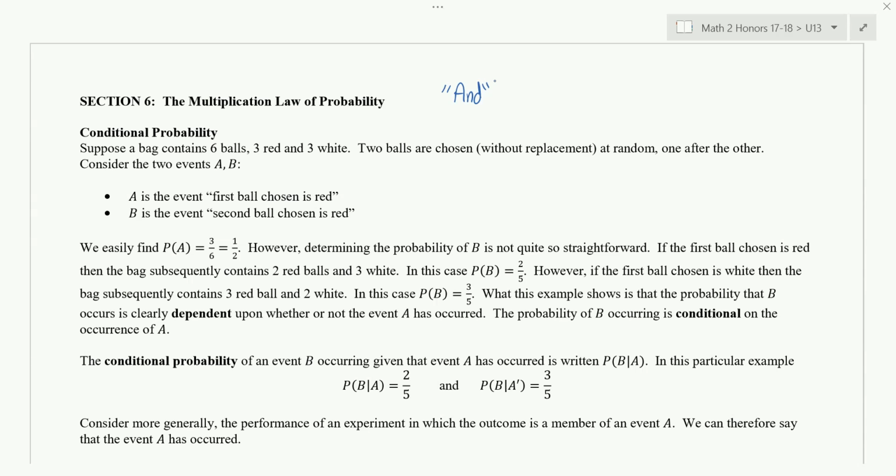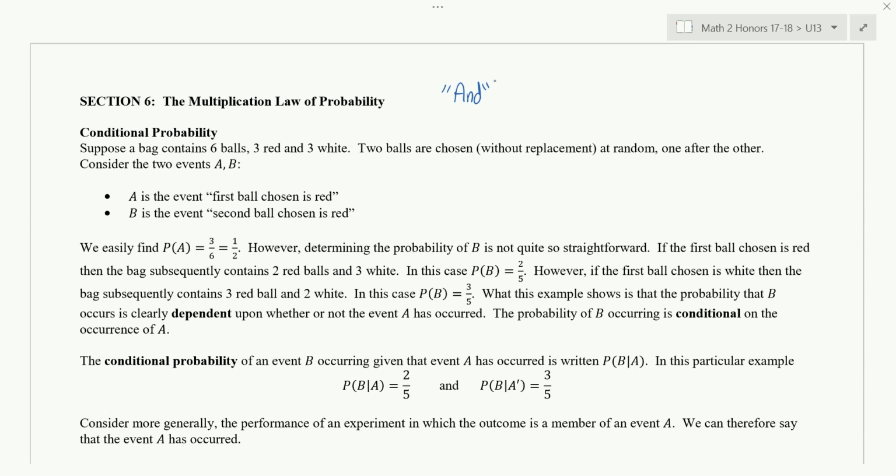Suppose a bag contains 6 balls, 3 of them are white, 3 of them are red, and we're going to choose 2 of them. We're going to reach into that bag, pull one out, reach into that bag again, pull the second one out. And say our focus is we'd love to choose 2 red balls in a row. Maybe it's a game, and if you're able to do that, you win a prize or something.